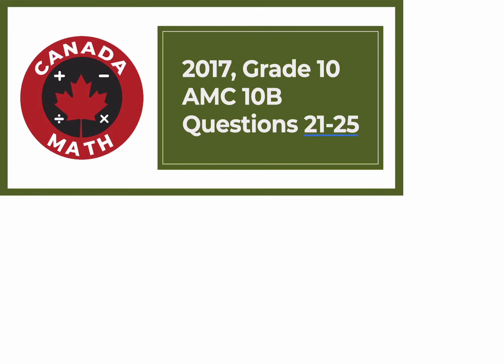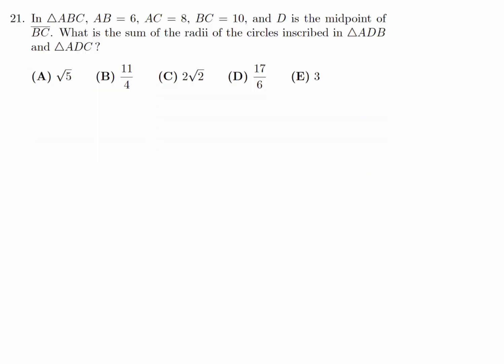Questions 21 through 25 on the 2017 Grade 10 AMC 10B. In triangle ABC, AB is 6, AC is 8, BC is 10, and D is the midpoint of BC. What is the sum of the radii of the circles inscribed in ADB and ADC?